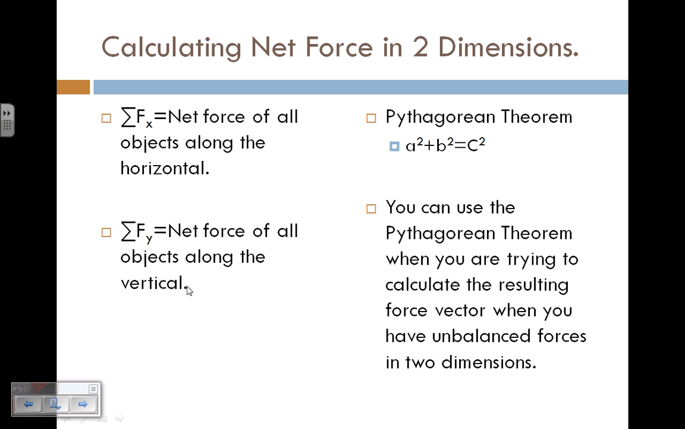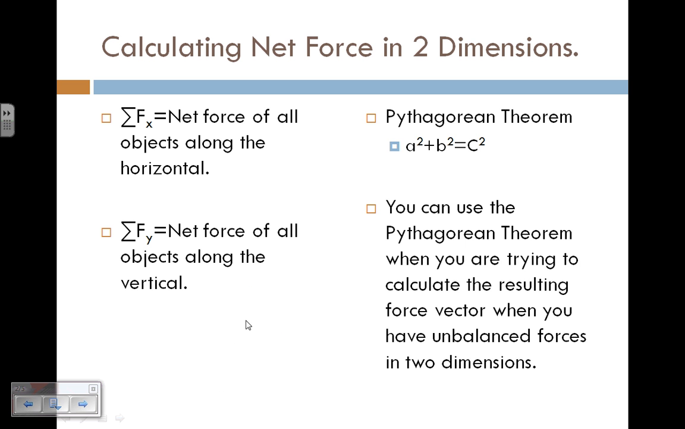So if we're looking at a coordinate system here, x, y, this would be your x and this would be your y. So the sum of all forces on the x will be the forces that are going left and right, and the sum of all forces on the y will be the forces that are going up and down. Remember, again, we did discuss the fact that we'll consider the forces that go up positive. We'll consider the forces that go to the right positive. We'll consider the forces that go down negative, and the forces that go left negative.